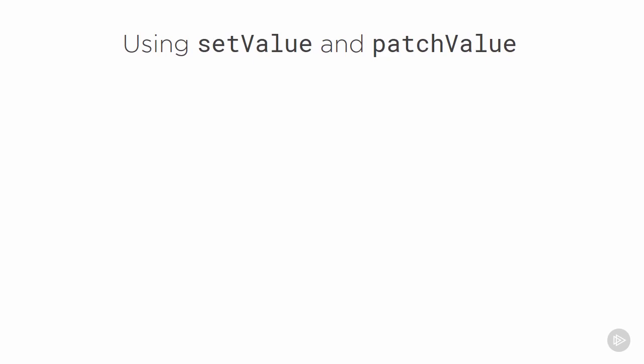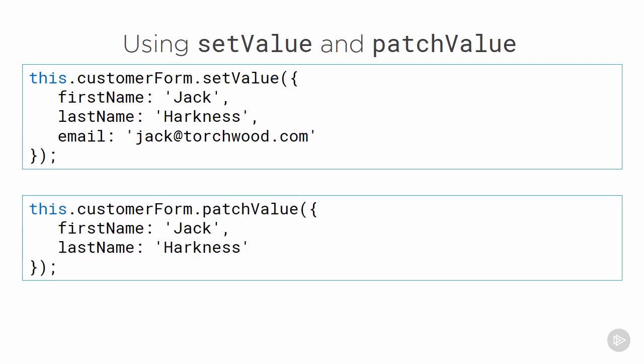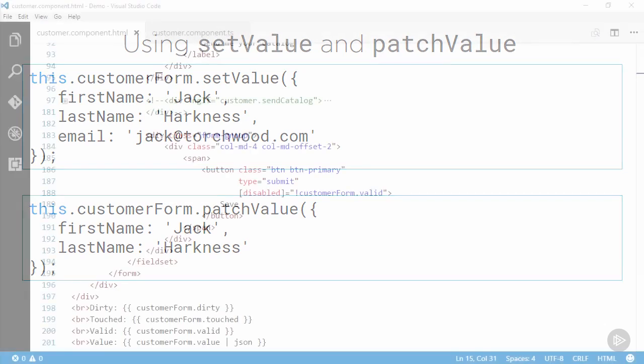To update input elements on the form from our component class, we use setValue or patchValue. Use setValue to set the value of every form control in the form model. In this example, we have 3 form controls, and we set the value of each one. If we only want to set a subset of the values, we use patchValue instead. Here we only set 2 of the values. Let's give this a try.